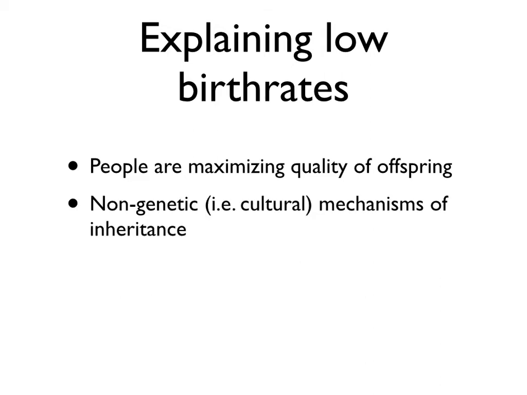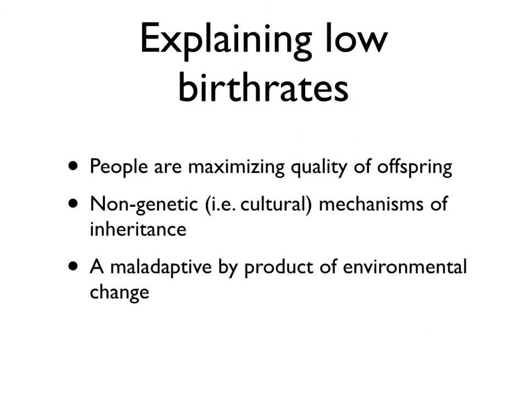We also talked about non-genetic mechanisms of inheritance like culture. Culture can teach us many things, some of them not always adaptive. And to give a nod to evolutionary psychology, perhaps this is a maladaptive byproduct, a maladaptive response of humans to something in the environment. So we're programmed to respond in a certain way, decrease fertility when something happens. Perhaps in our novel, non-Pleistocene environments, we're misreacting to some environmental cue. So let's look at the evidence for each of these.